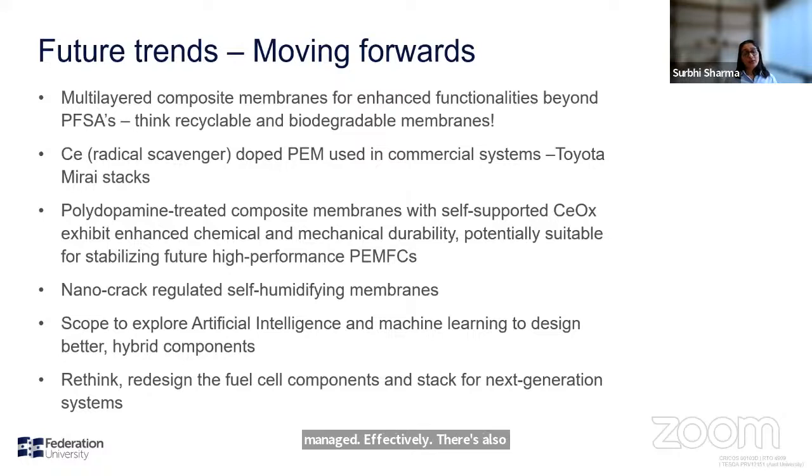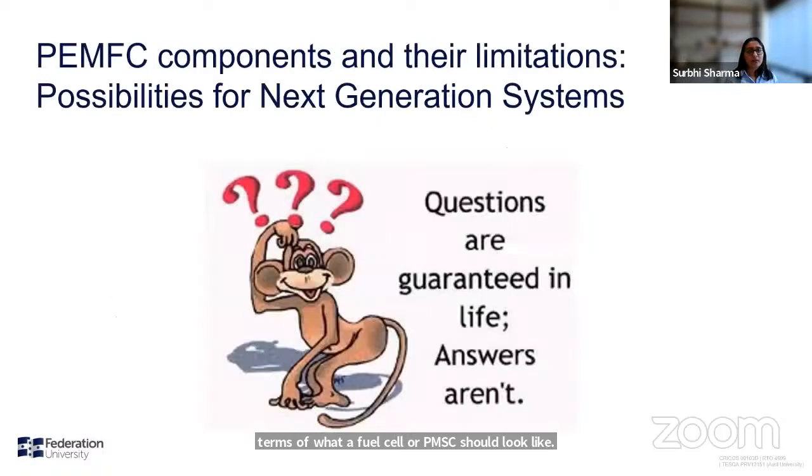There's also scope for exploring how artificial intelligence and machine learning can help in designing better components and systems. There's the possibility of rethinking the stack as a whole, and there are a lot of different components that can be combined together. Gas diffusion layers and bipolar plates are already being explored to work as a single system, which can change things significantly. But the overall cell structure can also be explored. The system can be revisited in terms of what a fuel cell or PEMFC should look like. And I think I will leave you on that note. There are a lot of opportunities out there to develop better systems. Thank you very much.